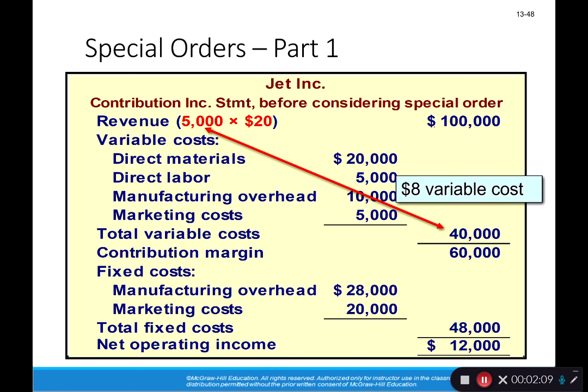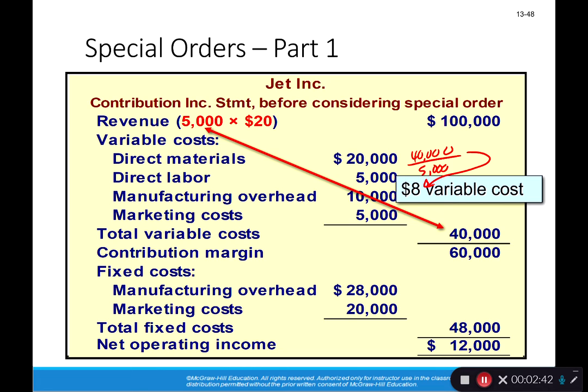So let's look at Jet's financial information before the special order. Their revenue is 5,000 units, that's their current sales at 20. And then direct materials, direct labor, manufacturing overhead, and marketing costs that are all variable total 40,000. So if we take 40,000 divided by 5,000, that tells us our variable cost per unit is 8.